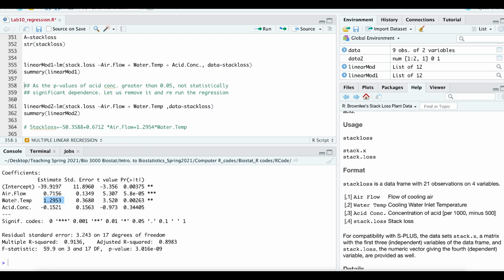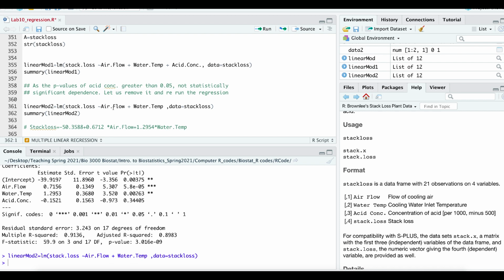These are like a slope for each of these variables. For this one I'm not saying anything because it is not significant. We immediately remove the non-significant variable. Look at this: the p-value of acid concentration is greater than 0.05, so it is not statistically significant dependence. Let us remove it and run the regression for only these two.